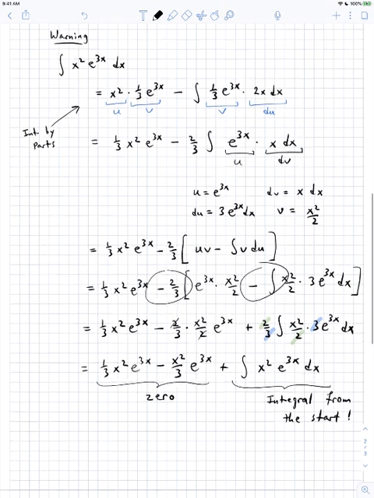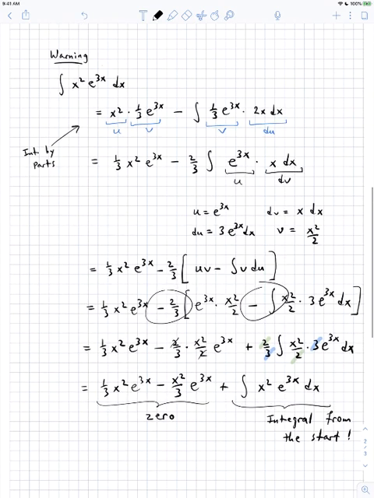So what we've shown is that the integral we started with, which is right here, the integral of x squared e to the 3x dx, is equal to the integral of x squared e to the 3x dx, which is true but also useless. What happened here was that we accidentally undid during the second stage what we did in the first stage.